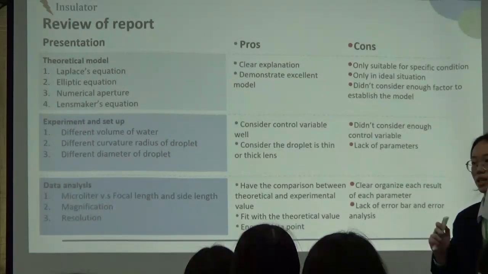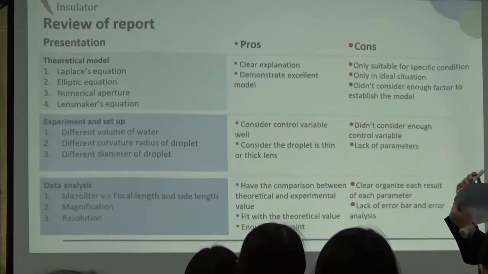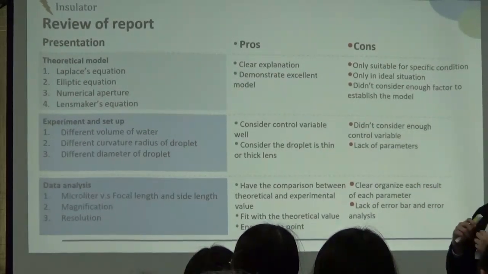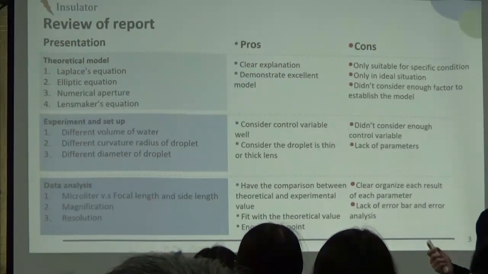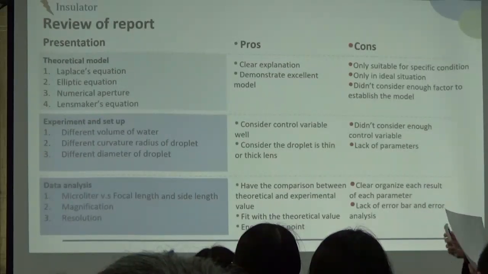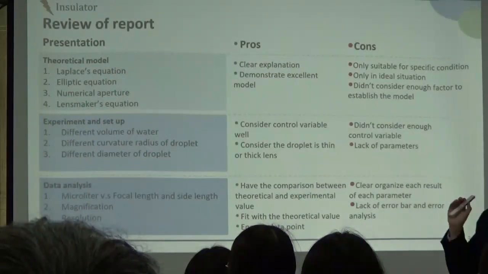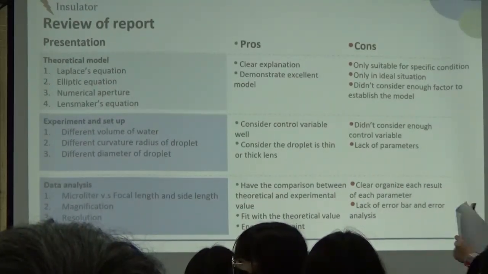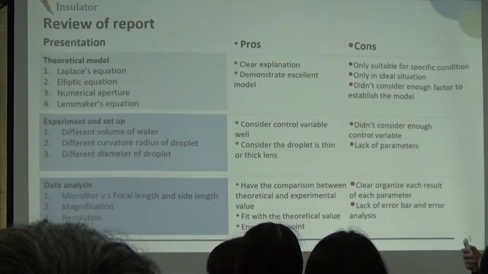If there is some error, I will correct it in the discussion. In the experiment and setup, he used different volumes of water, different curvature radii of the droplet, and different diameters of the droplet to see its magnification and resolution. His goal here was to consider variables well and consider the droplet's thickness, which I will discuss later. He doesn't consider enough variables and parameters, so he might have some error in his experiments.